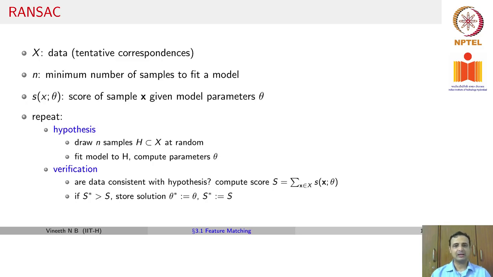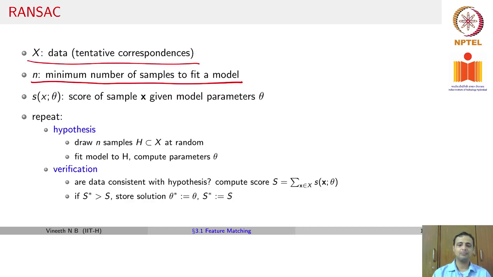Let's try to write out RANSAC more formally in terms of an algorithm. Given a set of tentative correspondences, which is your data, let's look at n, which is the minimum number of samples to fit a model. Once again, remember, if you were trying to fit a model for rotation, it has 1 degree of freedom. So you at least need 1 set of correspondences to be able to solve the problem. That is what we are referring to as n here.